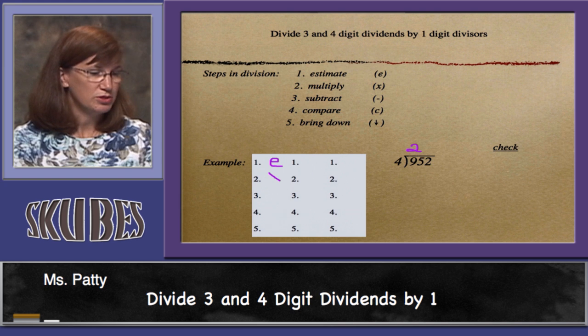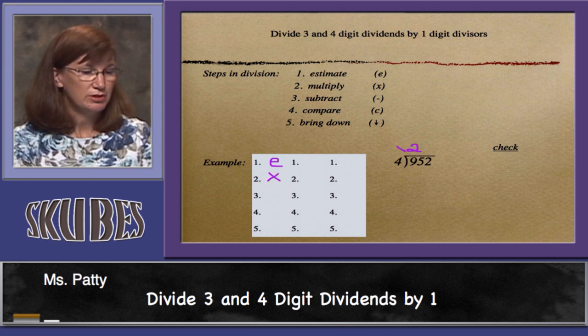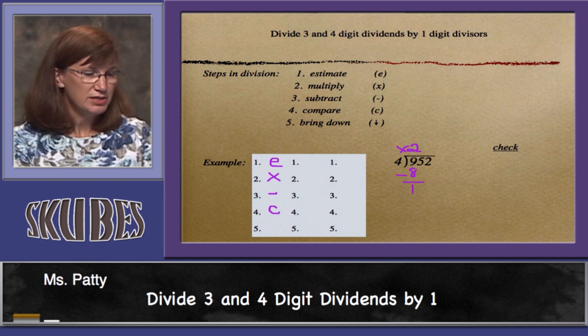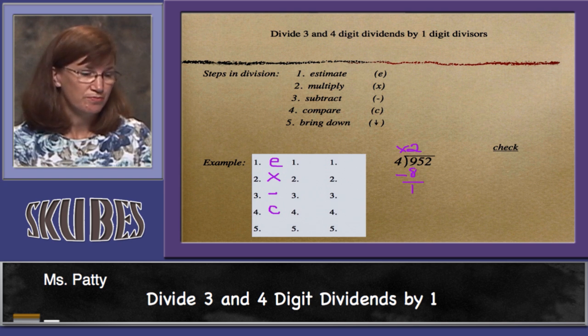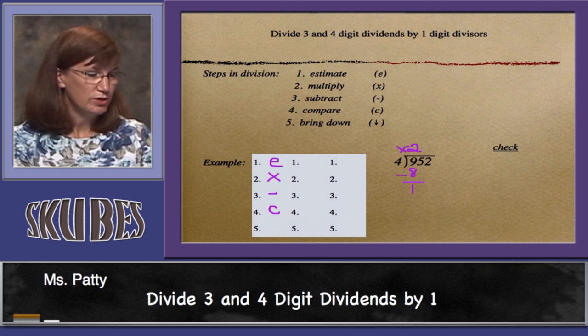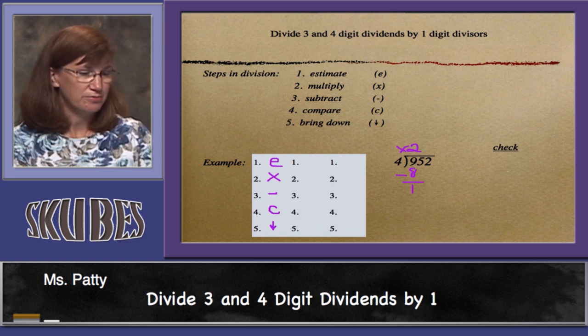Now we're going to multiply. I'm going to put a little times sign here. 2 times 4 is 8. Write it directly below the 9. Now we're going to subtract. 9 minus 8 is 1. Now we're going to compare. We must compare the answer that we get when we subtract with our divisor, and it must always be smaller. If it's larger than the divisor, then you need to go back and choose a larger number for your quotient. 1 is smaller than 4, so we can go to our next step, which is bring down.